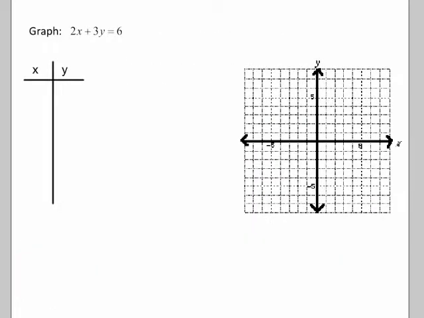Alright, here's another relation. This relation is given in equation form. If I wanted to think about it in terms of words, it might be that twice one number plus 3 times another number has to always be equal to 6. That's our pattern relationship connection. And so we want to represent this relation in terms of a table and a graph.